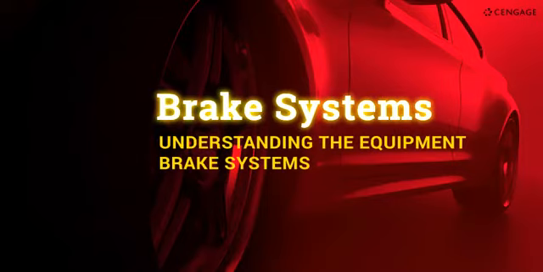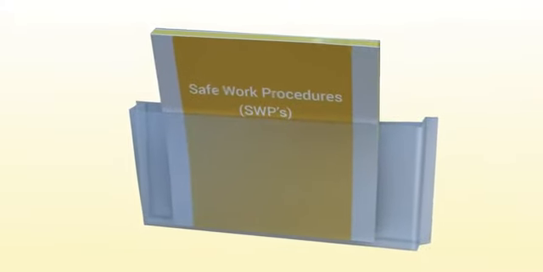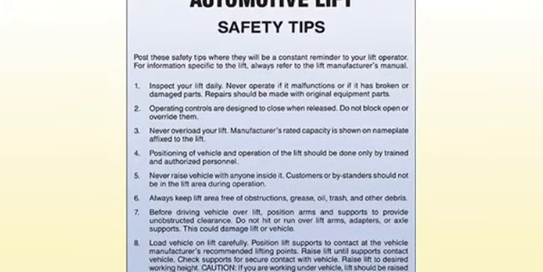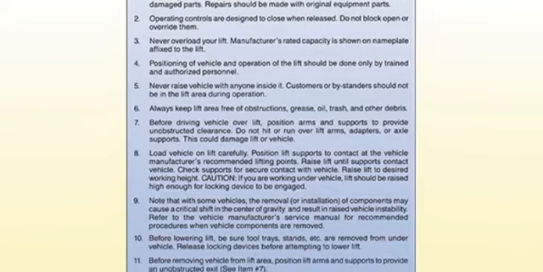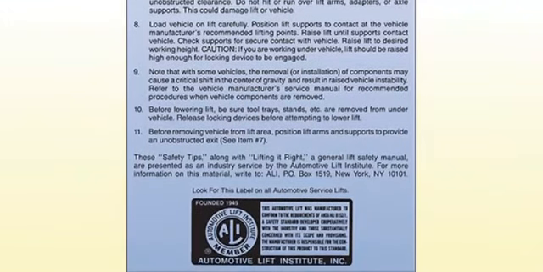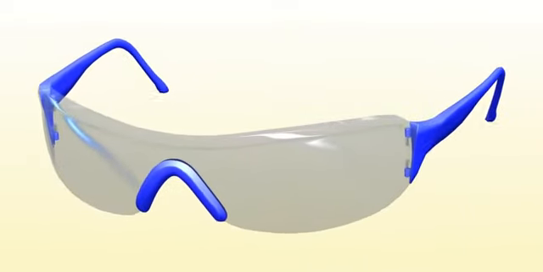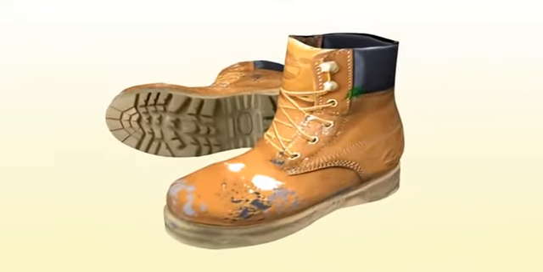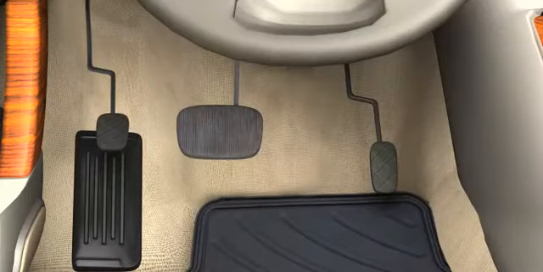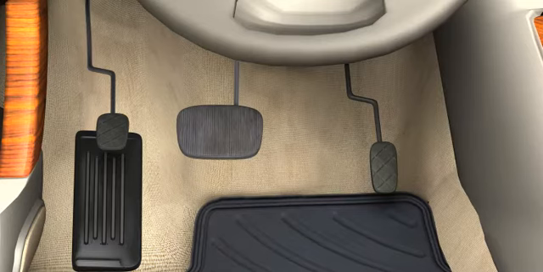Understanding the equipment. Brake systems. Safety first. When working in the shop, always follow the safety guidelines provided in service information, tool operation manuals, and other technical literature. To protect yourself from injury, wear personal protective equipment, PPE, dress appropriately, work professionally, and correctly handle tools and equipment. The modern brake system uses mechanical, hydraulic, and electronic components to slow and stop the vehicle. This video will introduce you to the components and operation of the brake system.